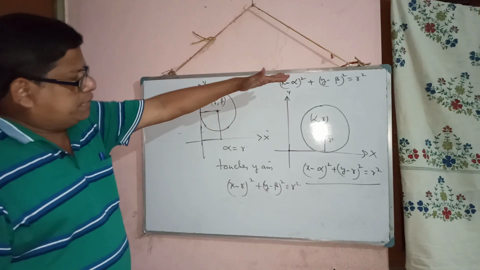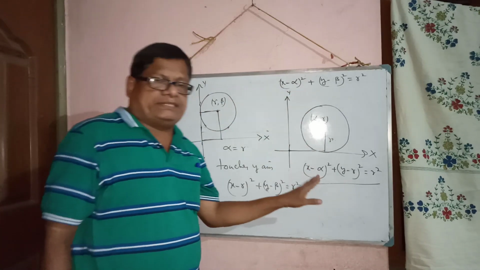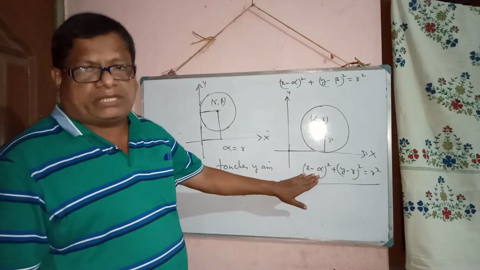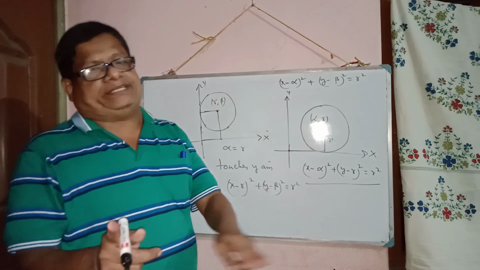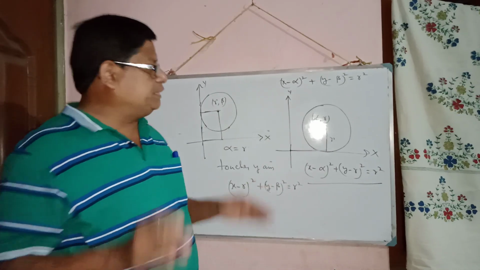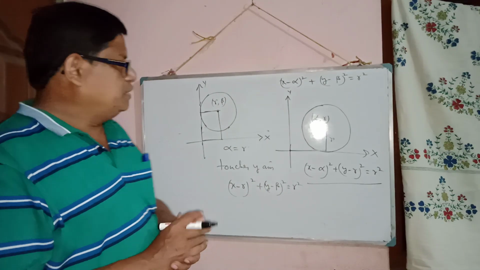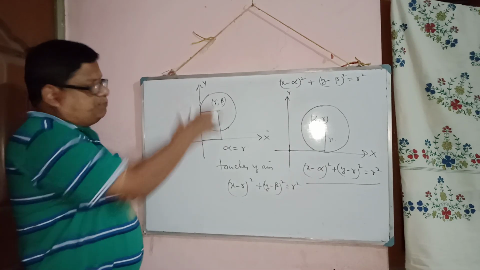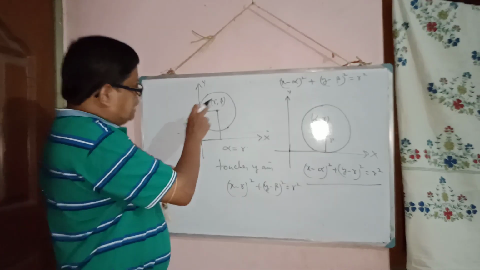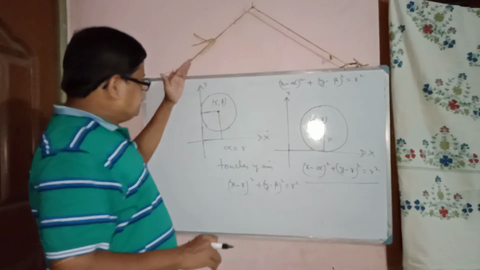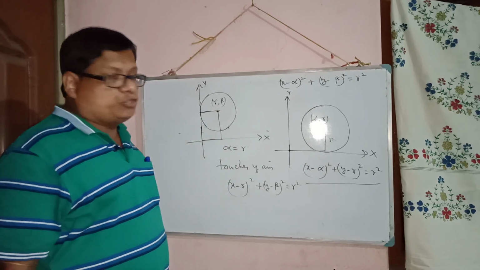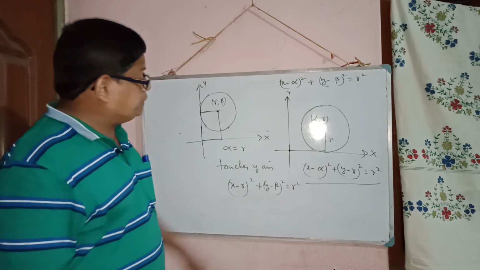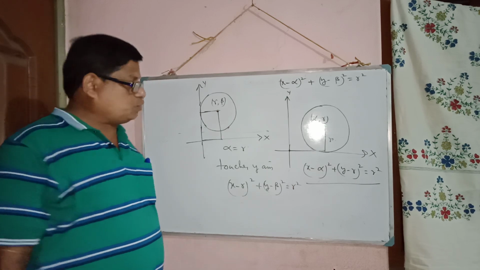Okay, see, touches the x-axis: x minus alpha whole square plus y minus r whole square equal to r square. The radius is the ordinate, that is, beta is equal to radius. Similarly, if it touches the y-axis, then the center is r comma beta, that is alpha equal to r. The equation will be x minus r whole square plus y minus beta whole square equal to r square.